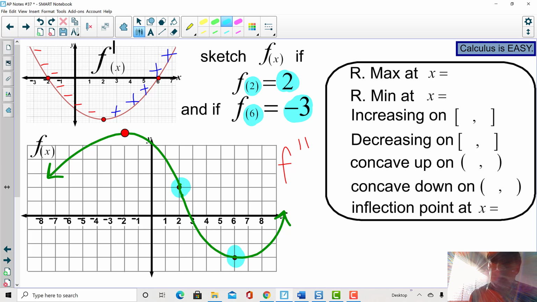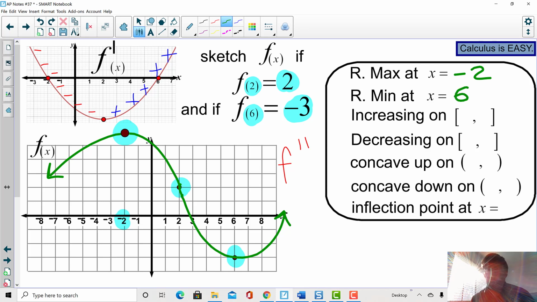Now, there are some answers that we need to fill in on the right. Where is there a relative max? Well, the relative max is right here, and it happens when x is negative 2. They just want the x value here, so we're going to say at x equals negative 2. Where is there a relative min? The relative min is right here. It happens when x is equal to 6. They just want the x value, so I'm just going to put 6.